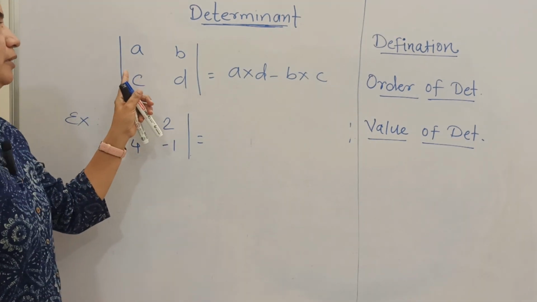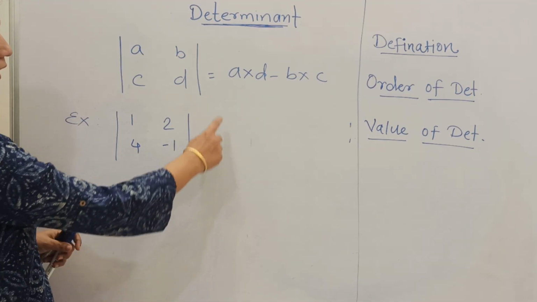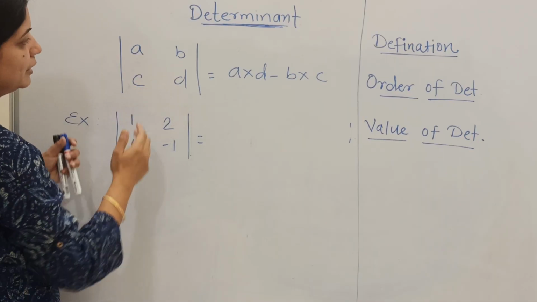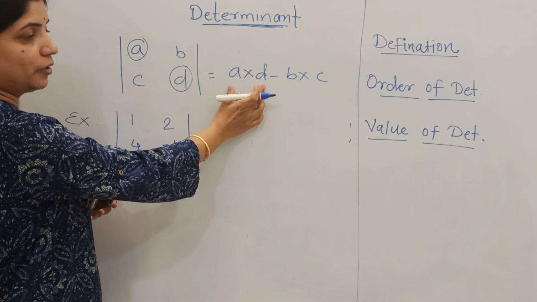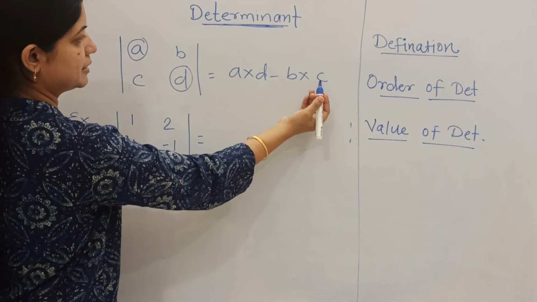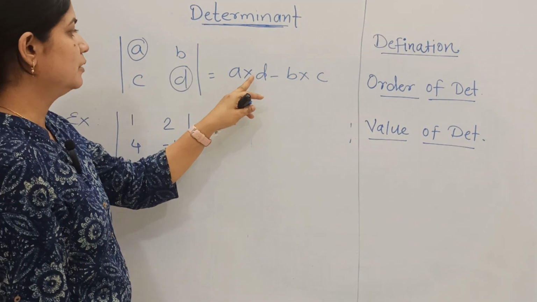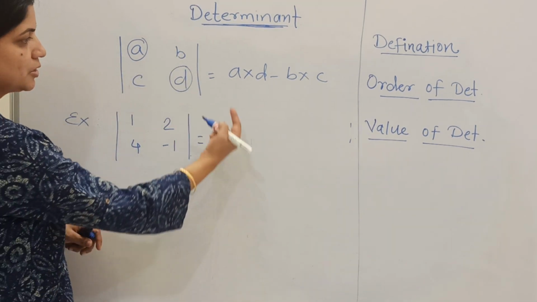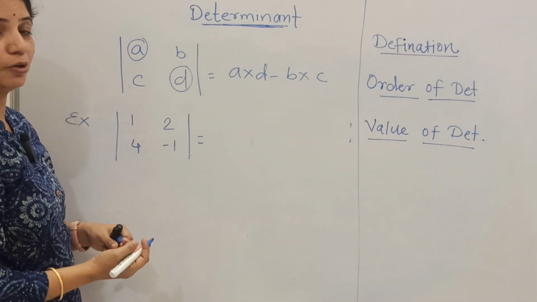So let's start with the determinant of order 2. A, B, C, D are the elements of the determinant and this is the value of the determinant. How can we calculate its value? Just take the diagonal elements first and the product of those two elements. Then take the product of non-diagonal elements. They are B and C. This is B into C. Make a difference of them, or subtract the product of non-diagonal elements from the product of diagonal elements. So AD minus BC is the value of this determinant of order 2.